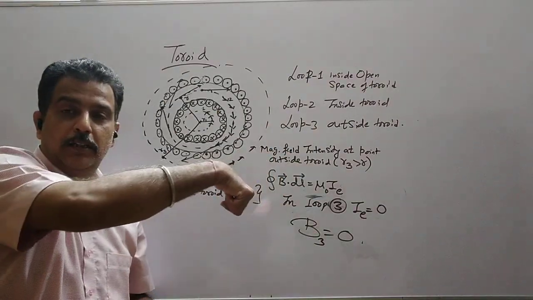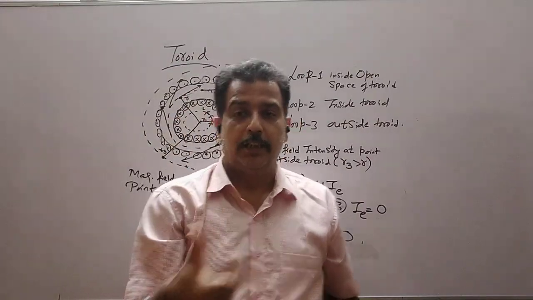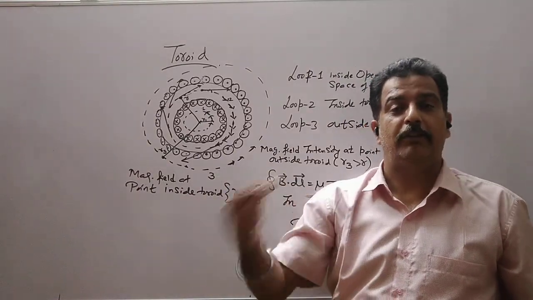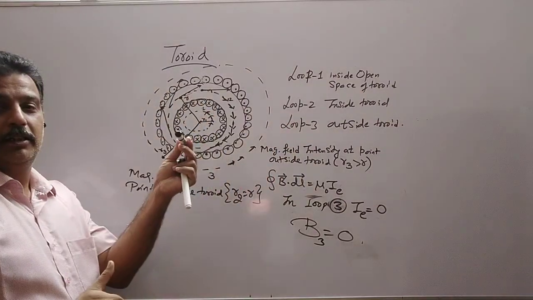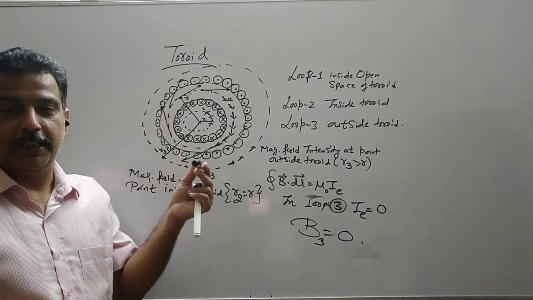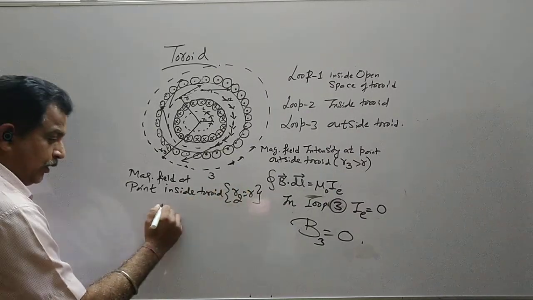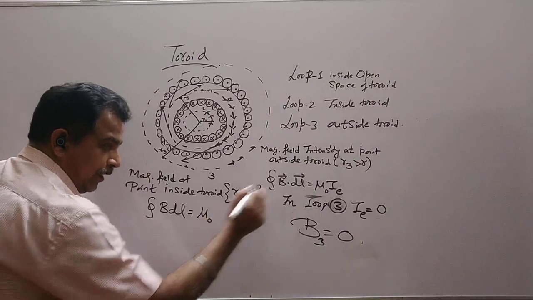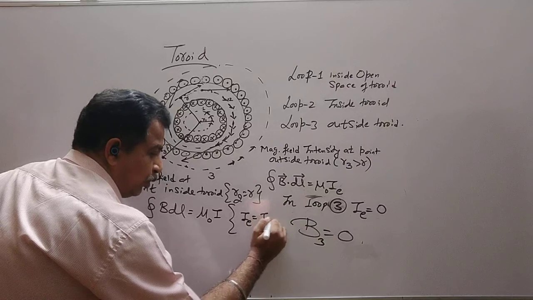My thumb is inward. The direction of the current relative to the thumb gives its sign. My thumb is inward, and the current is also inward, so that current, which is in the direction of the thumb, should be taken as positive. So the angle is 0. I write B dl is equal to mu naught, and in the place of IE, now I write IE is equal to I.